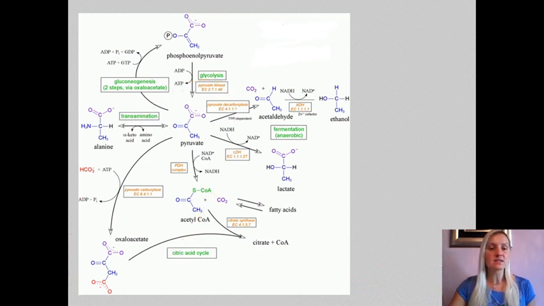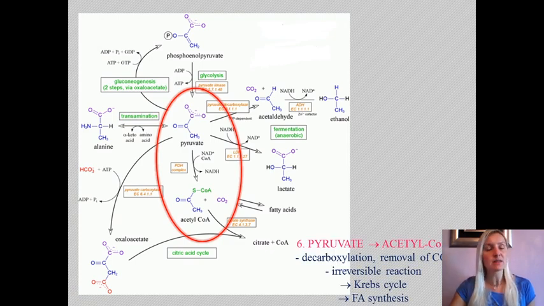And finally, this is going to be our task today, the 6th pathway, last but not least: conversion of pyruvate to acetyl coenzyme A, which is the reaction of decarboxylation, meaning the removal of one molecule of carbon dioxide. This reaction is irreversible, and the acetyl coenzyme A obtained in this metabolic pathway may go to the Krebs cycle to produce ATP, carbon dioxide and energy, or it can be redirected to fatty acid synthesis, again depending on the current needs of a cell.